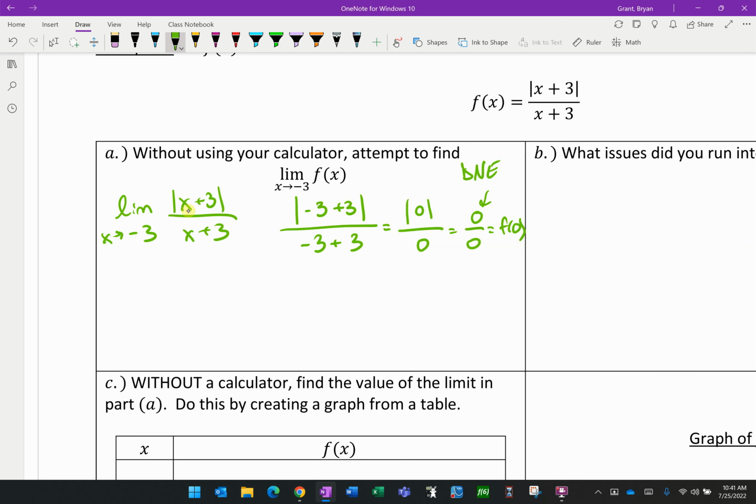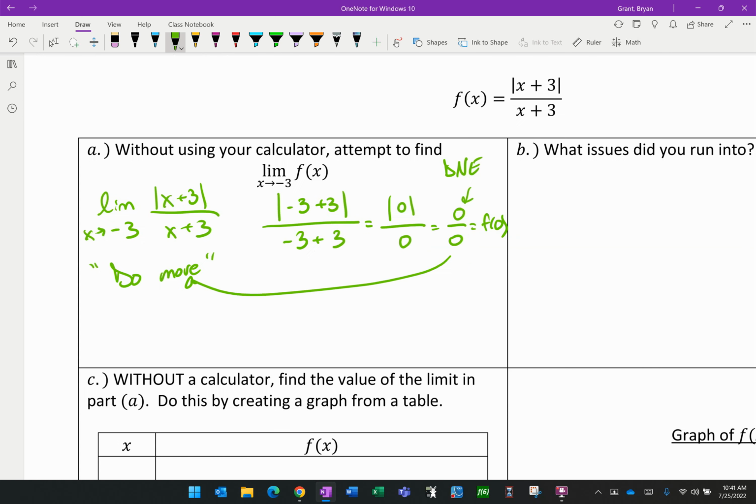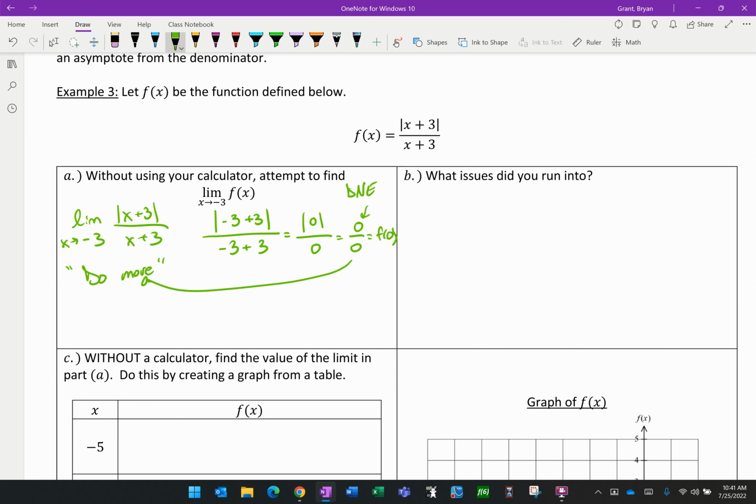We tried to use our shortcut from last class, got a 0 over 0 situation, and so for a limit, this means we need to do more, right? 0 over 0 doesn't mean the limit does not exist. It's indeterminate, and so we need to do more. But the issue here is the do more. All we learned last class was factoring. We said do more means factor. But we don't know how to factor that.